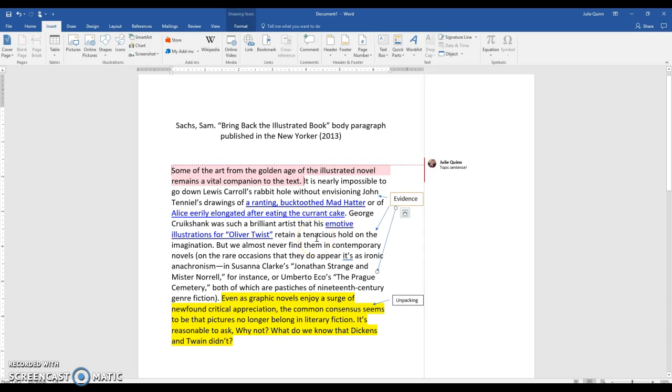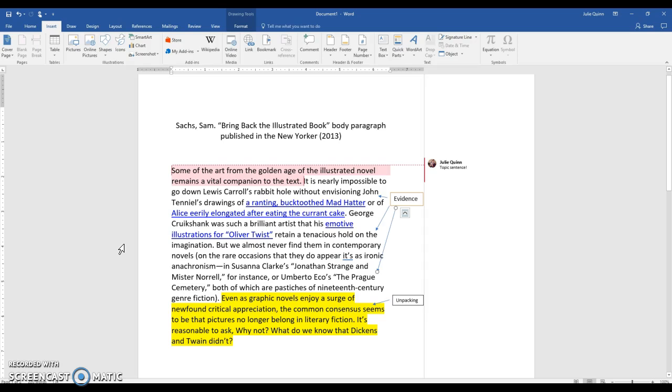It's nearly impossible to go down Lewis Carroll's rabbit hole without envisioning John Tenniel's drawings of a ranting bug-toothed Mad Hatter or of Alice eerily elongated after eating the currant cake. Evidence sentence 2. George Cruikshank was such a brilliant artist that his emotive illustrations for Oliver Twist retain a tenacious hold on the imagination. Evidence sentence 3.